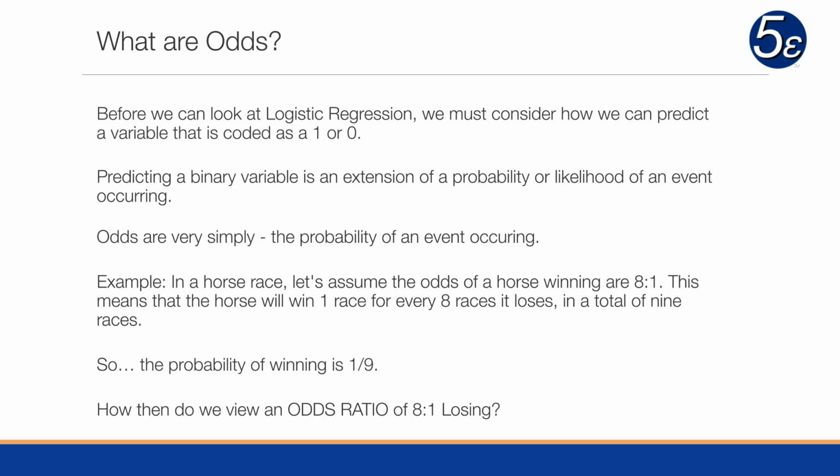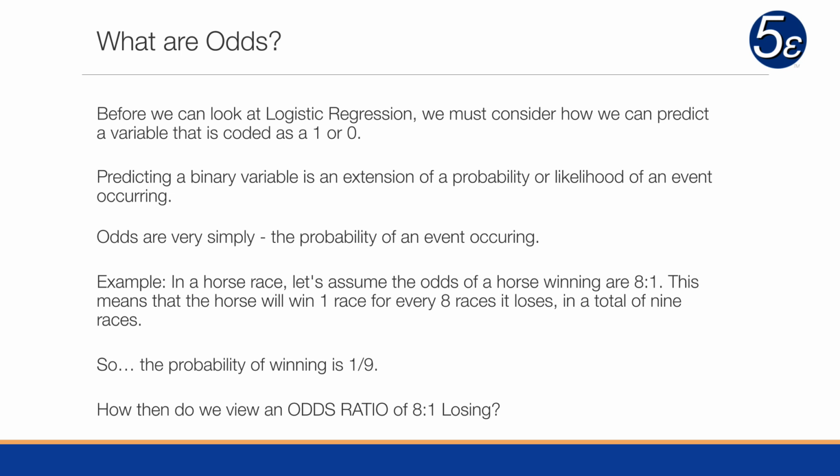Predicting a binary variable is really an extension of a probability or likelihood of an event occurring. Odds, therefore, are simply the probability of an event occurring. And so that's what we're looking at when we have a 1 or a 0. What's the probability of getting a 1? What's the probability of not getting a 1?